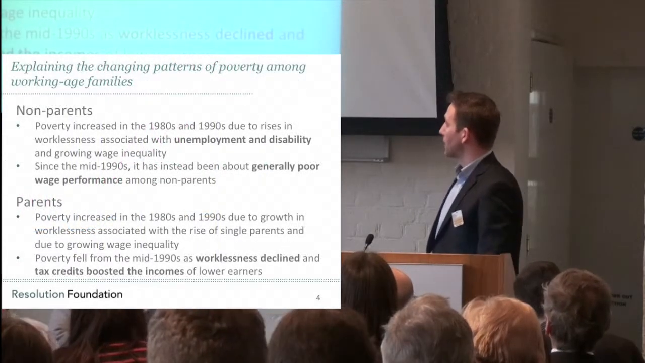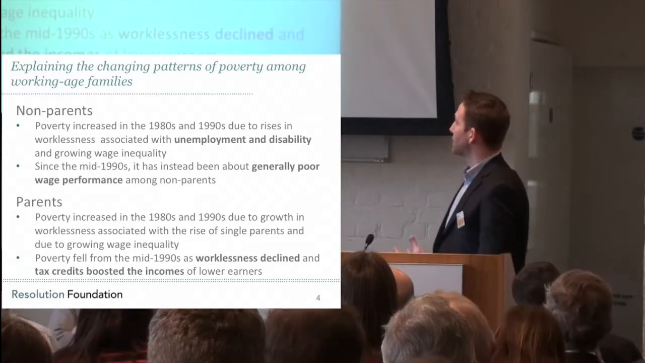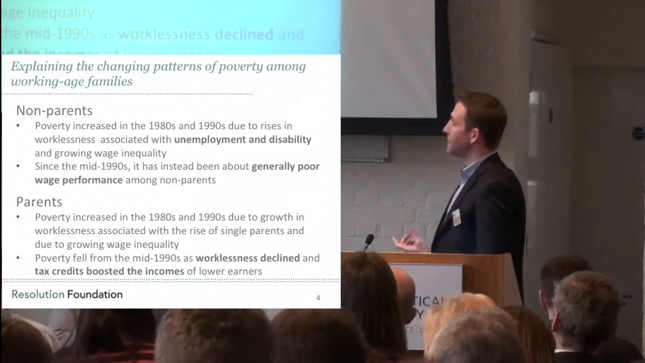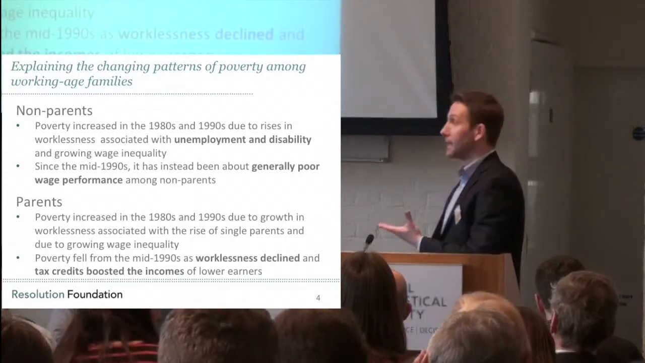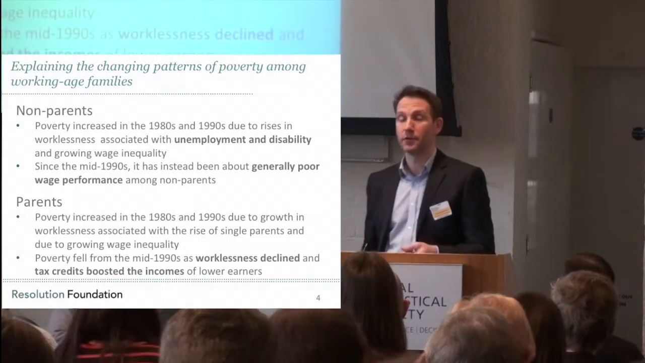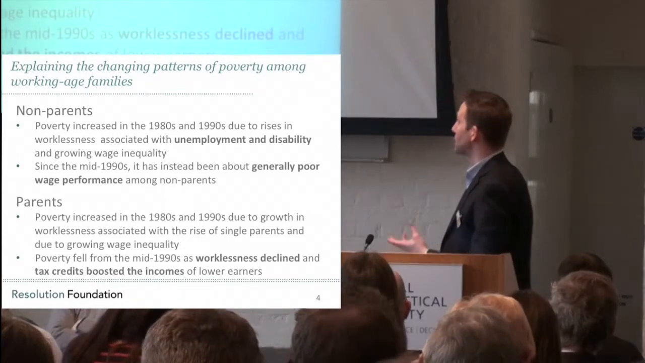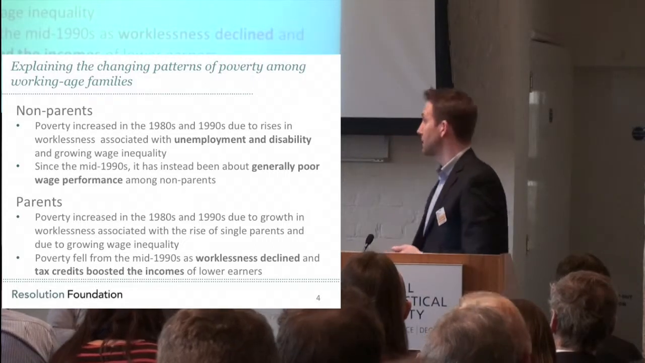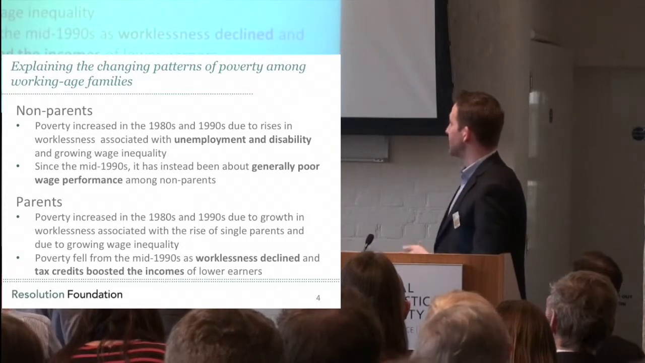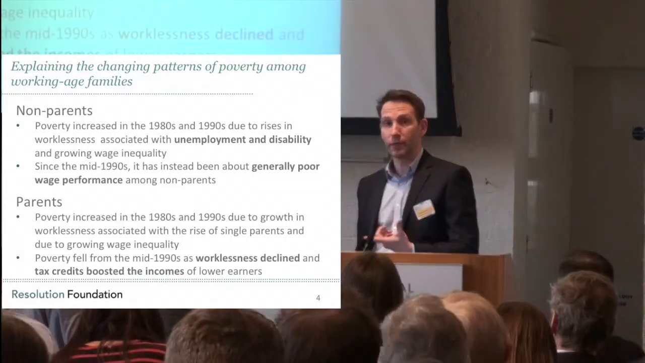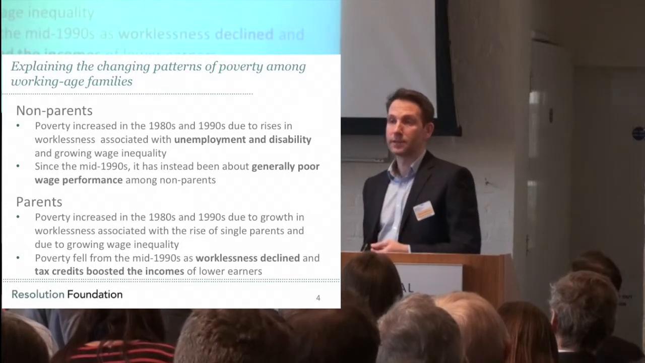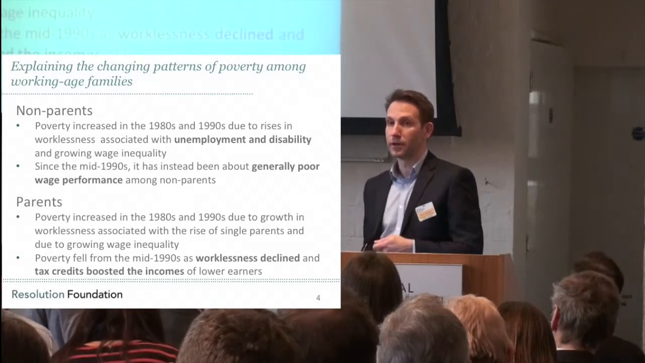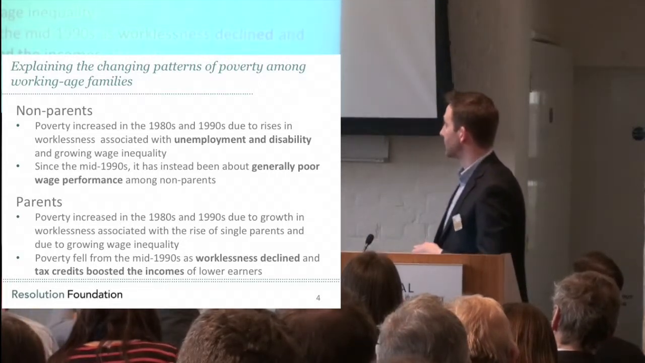No great surprise in what's been going on with those trends. For non-parents, there was the spike we saw in the 80s and 90s due to unemployment and rises in disability. Since the mid-1990s, that trend has flatlined, and instead what we've seen is generally poor wage performance among non-parents. For the parents, what we saw again in the 80s and 90s was a growth of worklessness, and a rise in the number of single parents, particularly out of work. But from the mid-1990s, worklessness started to fall within that group, and I think tax credits in particular, as Chris mentioned, played a major part in encouraging and incentivising people into work and reducing poverty among single parents in particular.